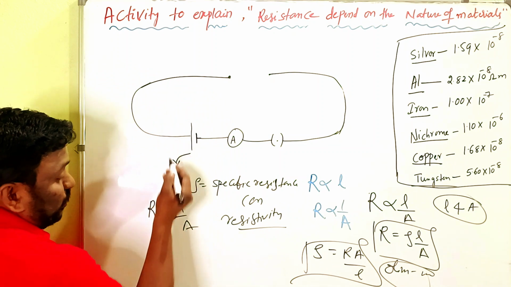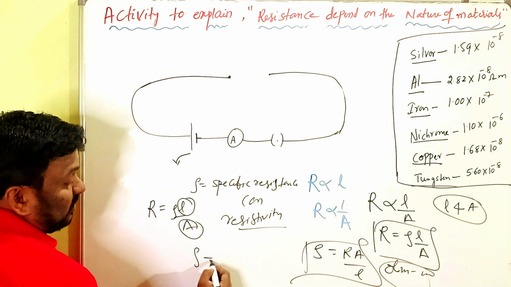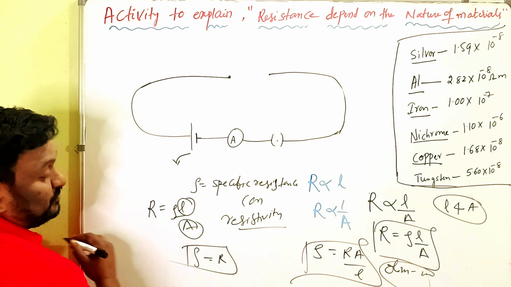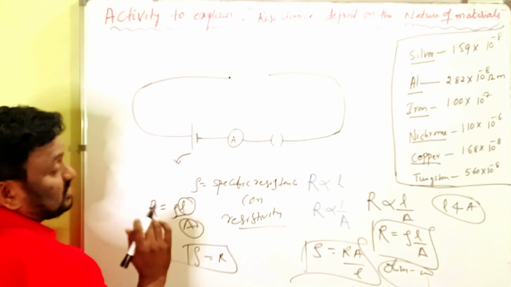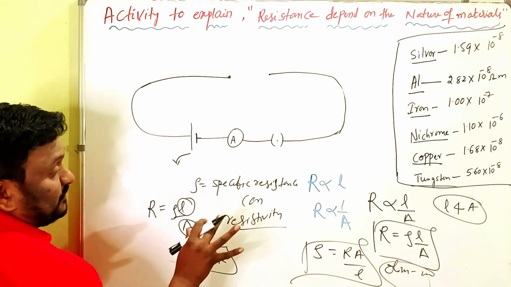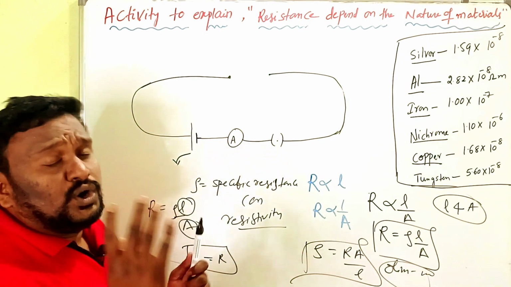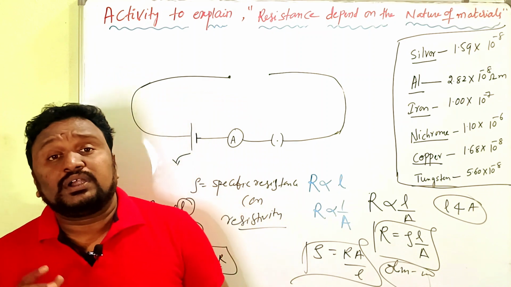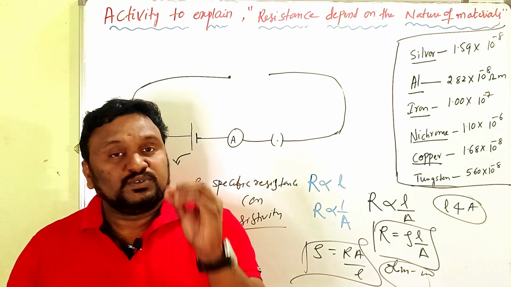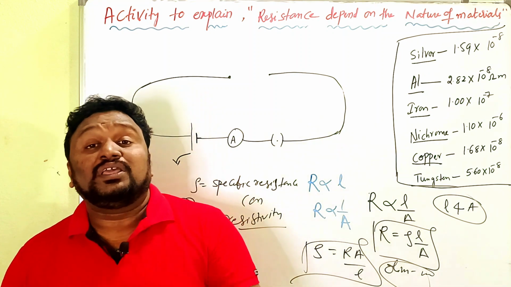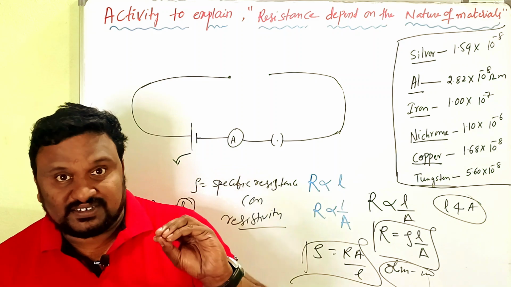So when we maintain the same length and the same area, that means rho is proportional to R. So we are explaining the relation between resistance and specific resistance. The first thing is that to do this activity, we have to take different materials, that means different wires of equal length and equal area of cross section.